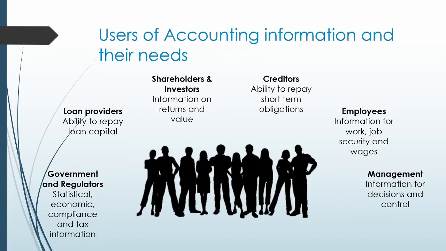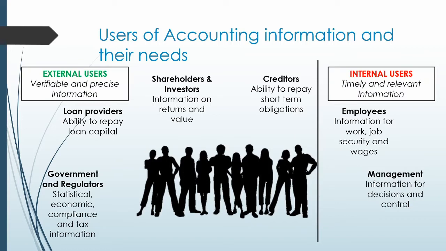Based on this, we can see that there are two clear categories of users of accounting information. First, we have our external users, who are generally interested in verifiable and precise information that is uniform across entities so that comparisons can be drawn. This is why financial accounting, with its standards such as IFRS, is useful for external reporting purposes. It provides us with an accurate historical picture of the firm as a whole.